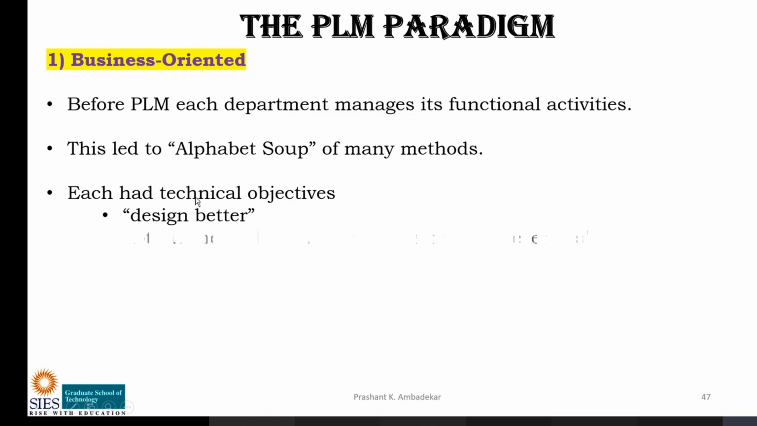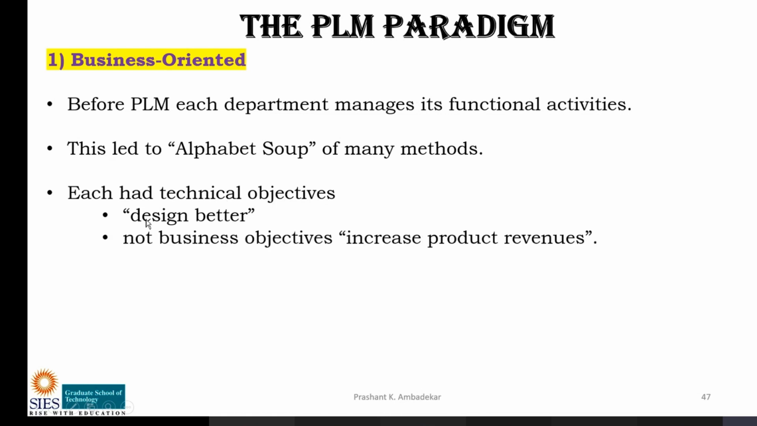Each had a technical objective of designing better for their department, not the business objective. What is the business objective? Increase product revenue. This was not the objective. It was only how my department can do best in the product. It was not that they were not doing the work well. They were doing well, but only for whatever was in their scope.